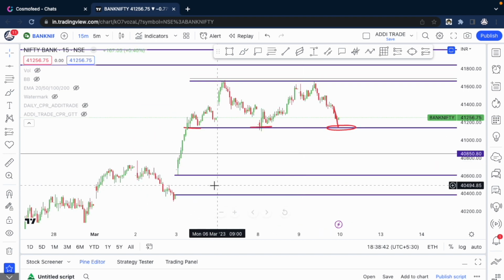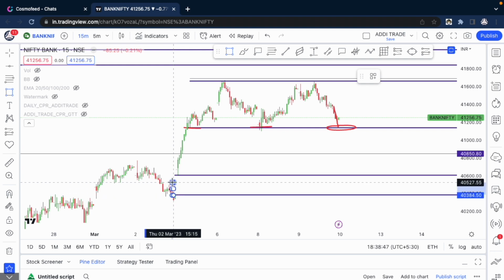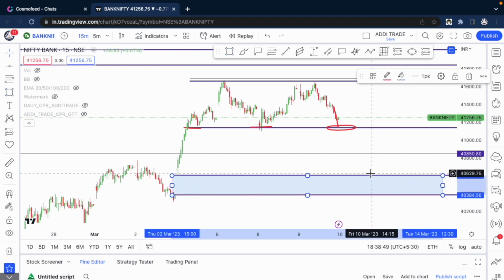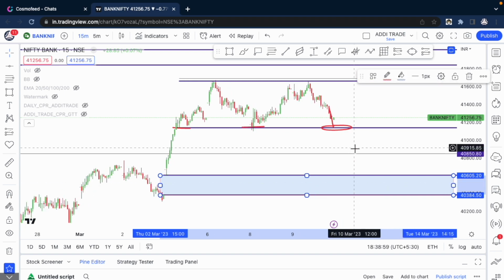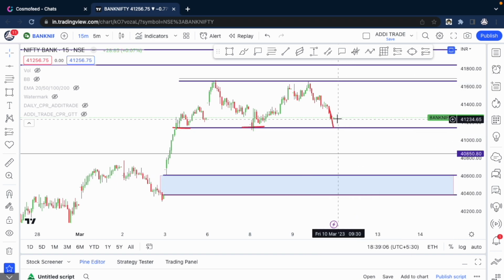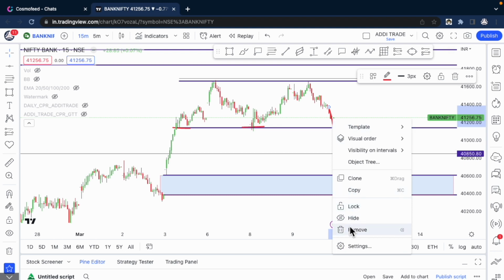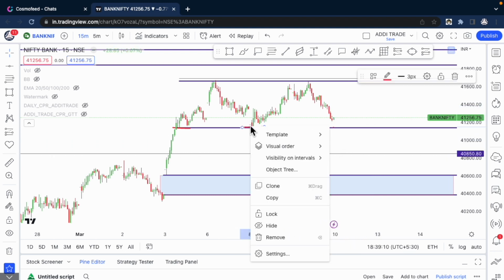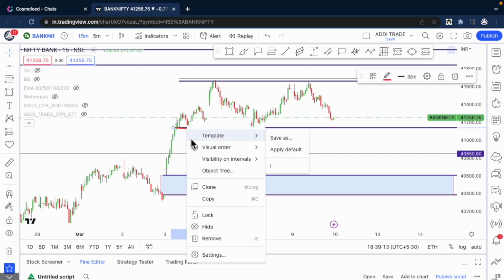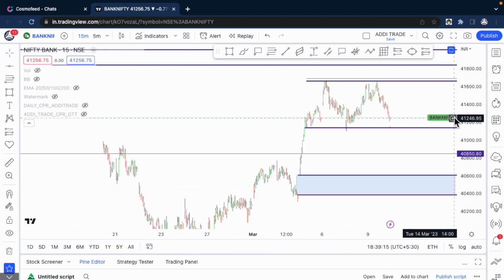Right here there is a gap, so we'll have to be careful, meaning whenever we come closer to a gap, either this gap boundary can act as a support, or if we come inside the gap we can come all the way until 40,300. So that is a little extended target. A good target I'm seeing is 40,850 and 40,600 if we continue to break this 41,140 level.